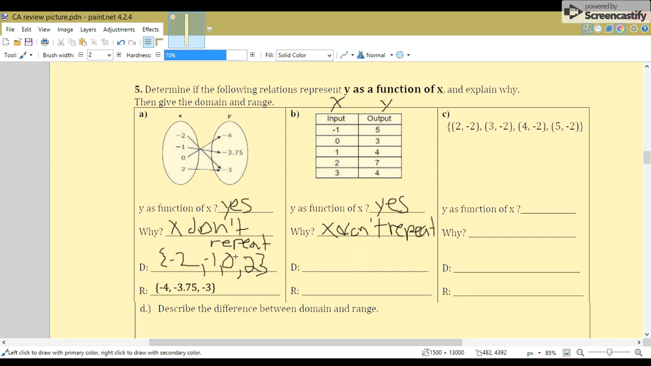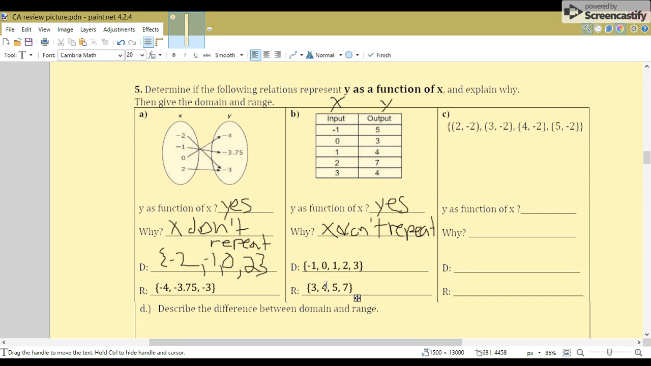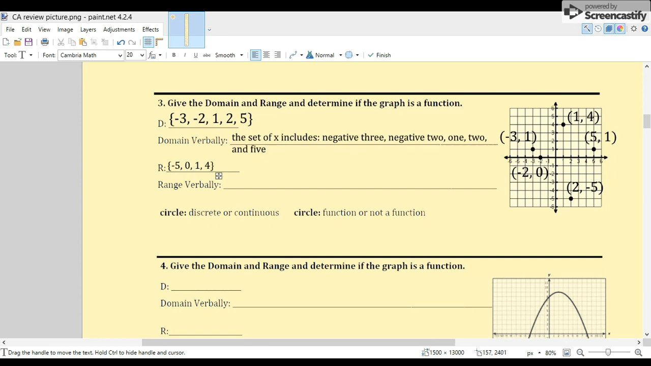Okay, domain, left, right, x. You're going to list all the inputs, all our x values: -1, 0, 1, 2, and 3. Our range, down, up, y, we're going to list our y values: 3, 4, 5, and 7. You only have to name each of them once. 0, 1, and 4. So we have the set of y includes -5, 0, 1, and 4.